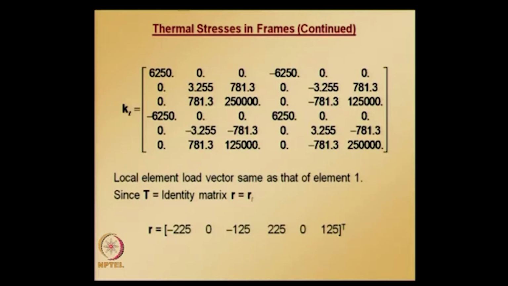So now we have got all the information, and also note the node numbering for this problem: only node 2 is not constrained, node 1 and node 3 are constrained, and element 1 is assumed to go from node 1 to node 2 and element 2 to go from node 2 to node 3.